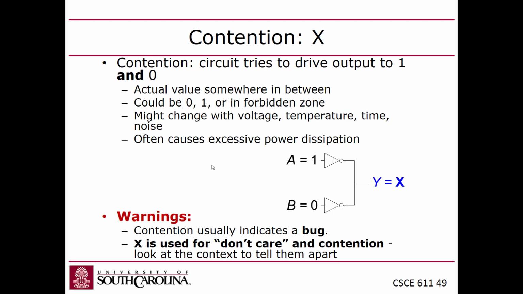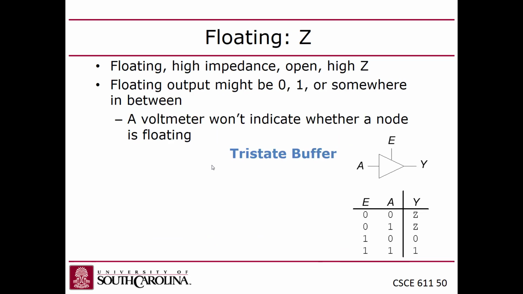It's fairly easy to have a bug in your code that would lead to a bug in the circuit that causes this contention. And then we've got this floating value Z, which is when you have a tri-state gate that physically disconnects an output or disconnects one wire from another. And this is the symbol for it. E is the control, A is the input, Y is the output. So if E is 0, A is physically disconnected from Y.